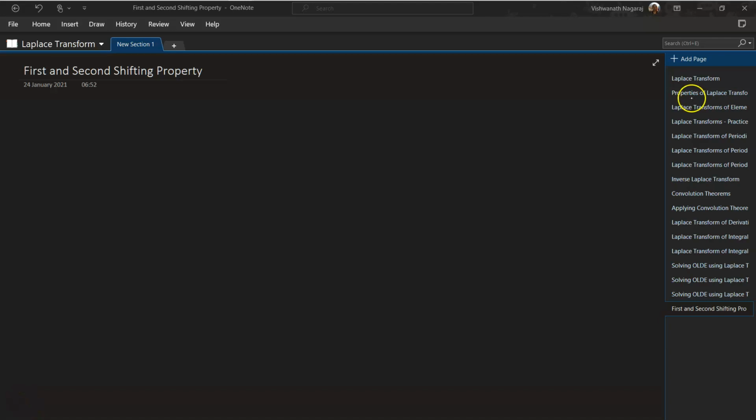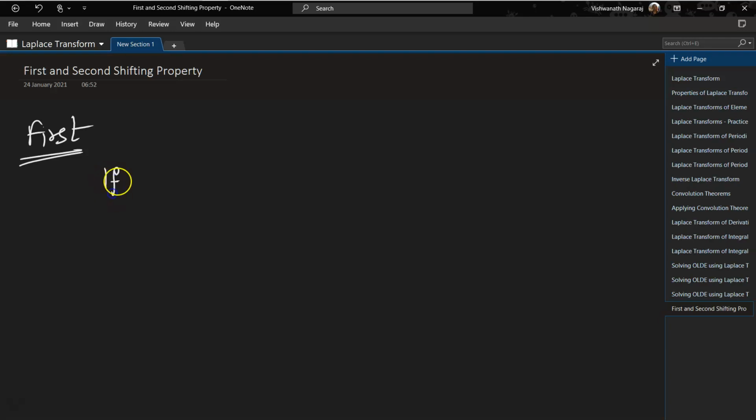Previously, in one of our sessions, when we were looking at properties of Laplace transforms, we looked at the first shifting property. Now, in this session, we will look at the second shifting property, but very quickly we will review the first shifting property once more.